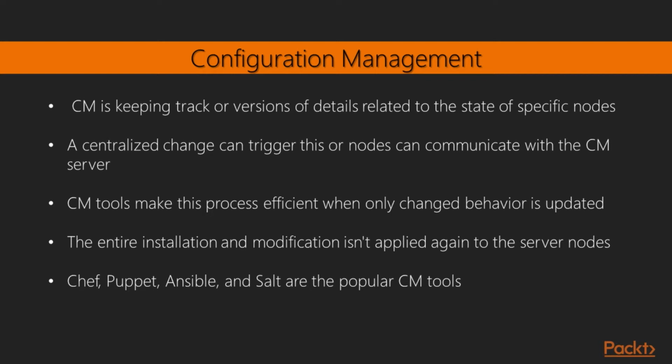As the same configuration is being used for all the servers, automation can be used here. Automating installation and modification in the server runtime environment or permissions brings servers up to spec effectively. CM is also about keeping track of versions of details related to the state of specific nodes or servers. It is a far better situation when nodes update themselves. A centralized change can trigger this, or nodes can communicate with the CM server about whether they need to update themselves. CM tools make this process efficient when only changed behavior is updated, and the entire installation and modification isn't applied again to the server nodes.